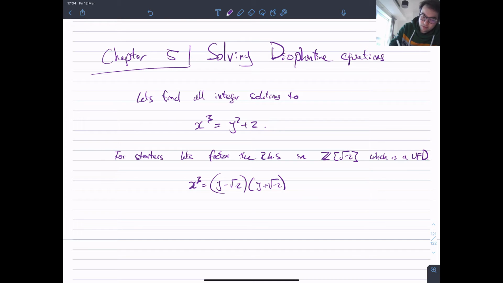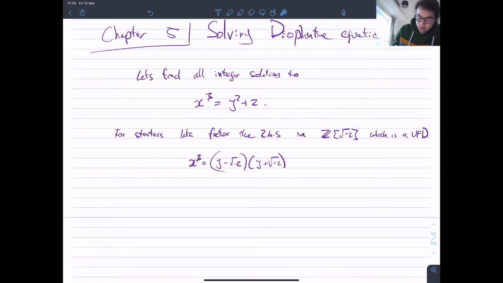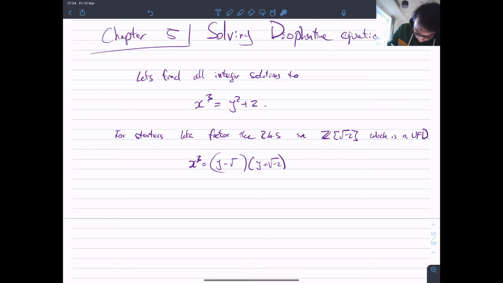So I'm going to use this unique factorization domain. This means I can factorize things into irreducible elements uniquely up to units and so on. So let's try and use this to solve this equation. I factor this as follows: x cubed is y minus root minus 2 times y plus root minus 2. And now I want to say that these two factors are distinct, and in fact that they're coprime.